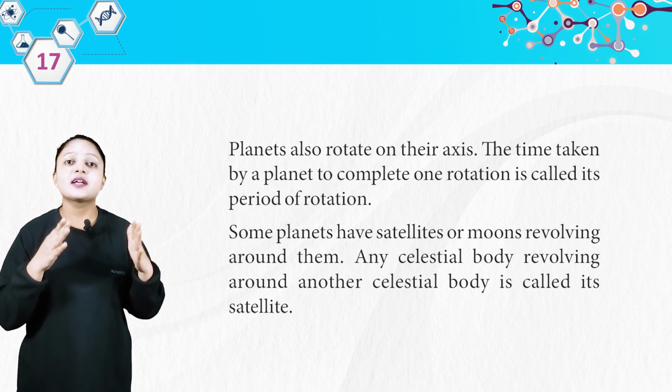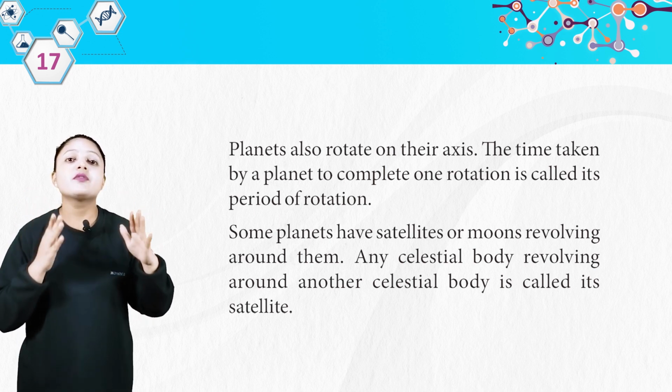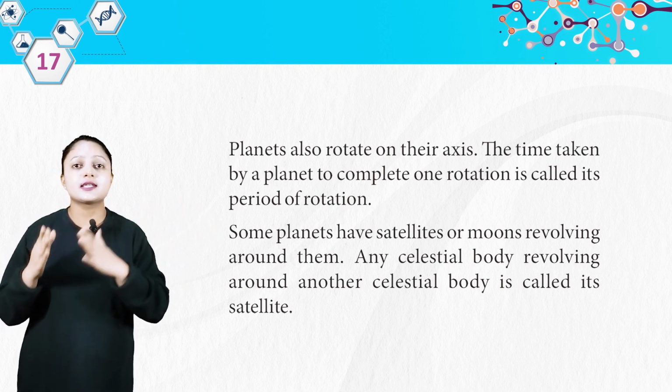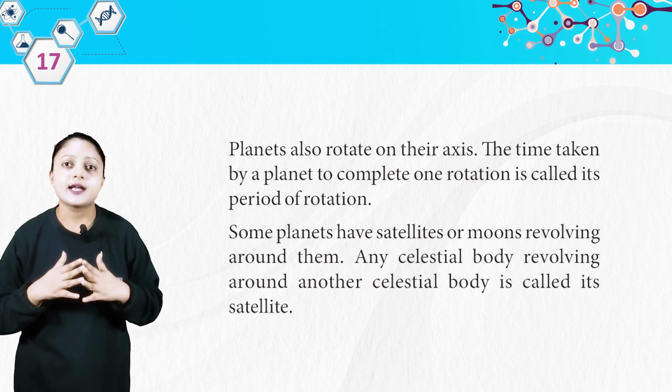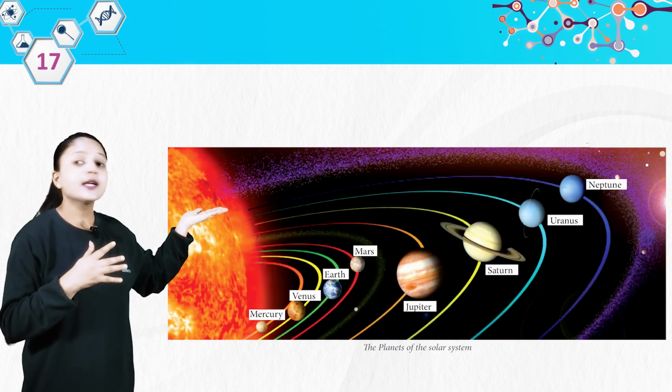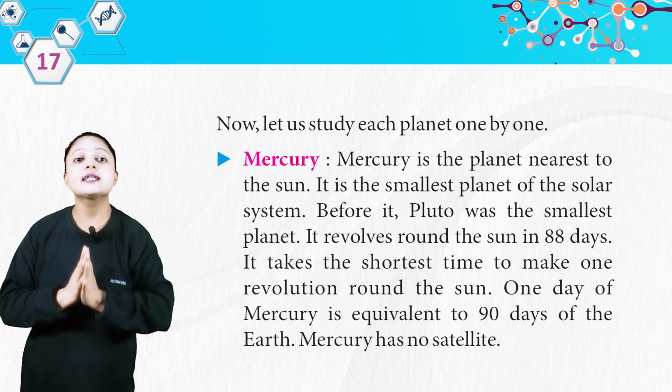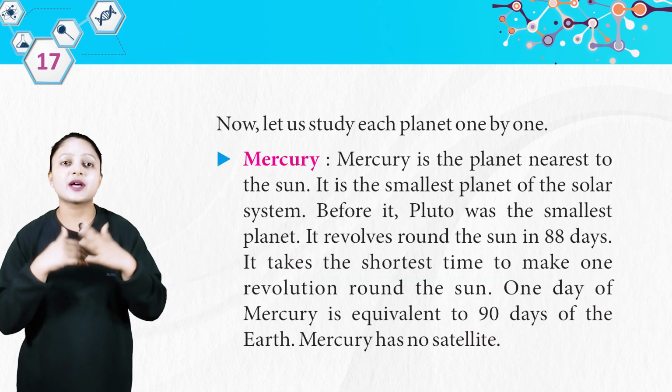Some planets have satellites or moons revolving around them. Any celestial body revolving around another celestial body is called a satellite. Look at this picture here. The planets of the solar system. Now let us study each planet one by one.